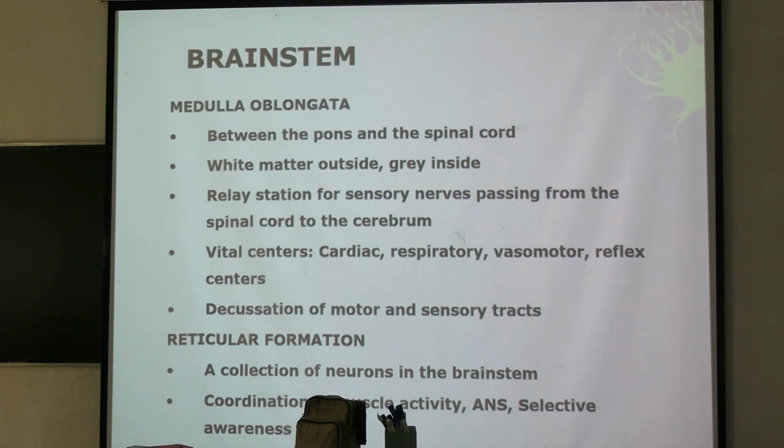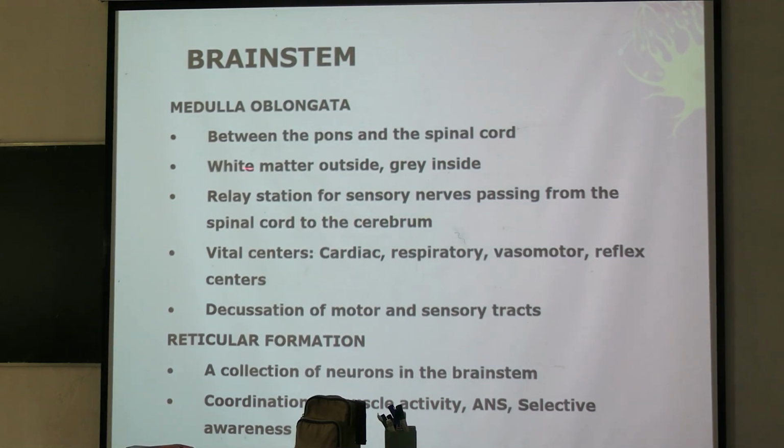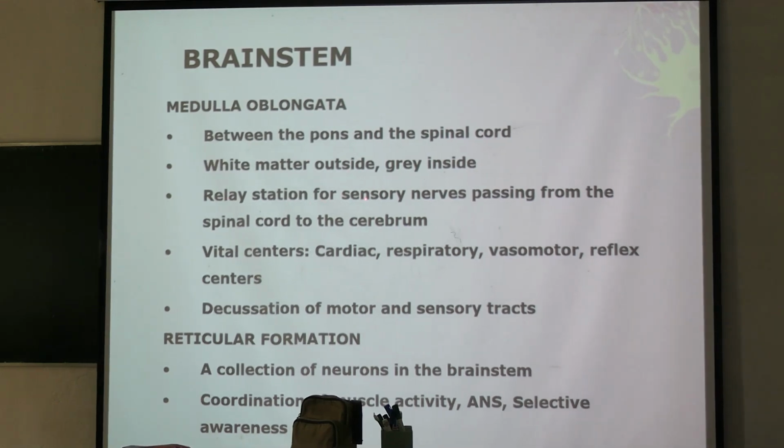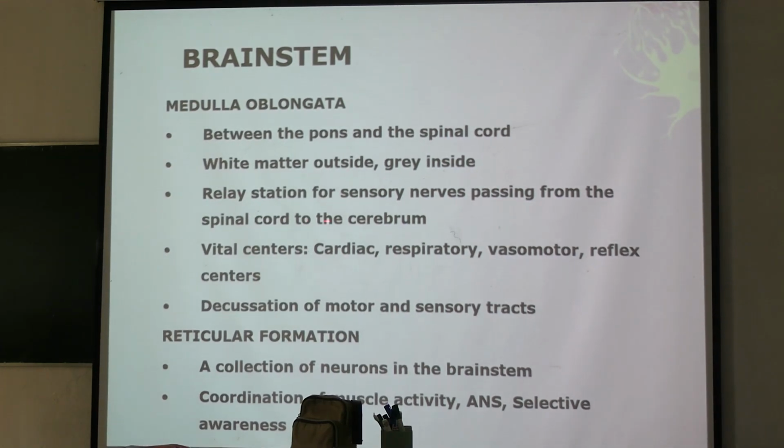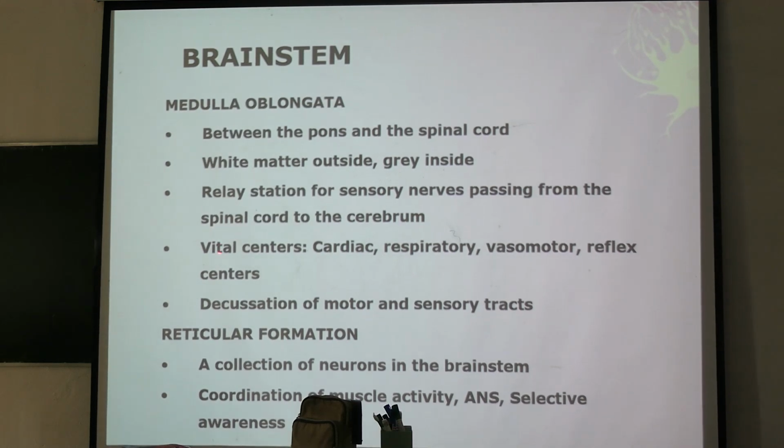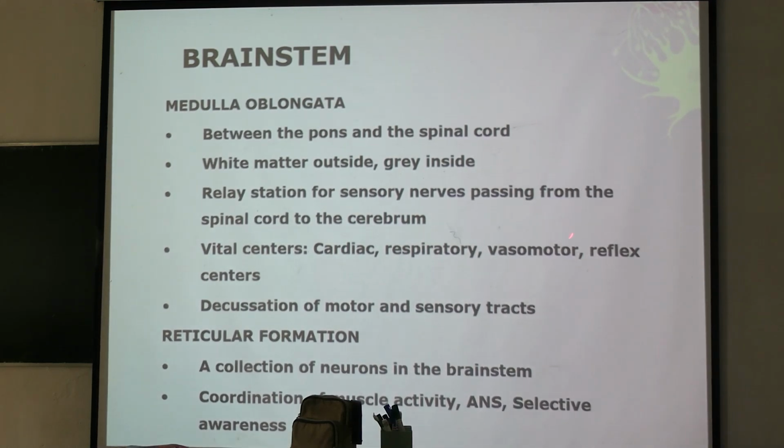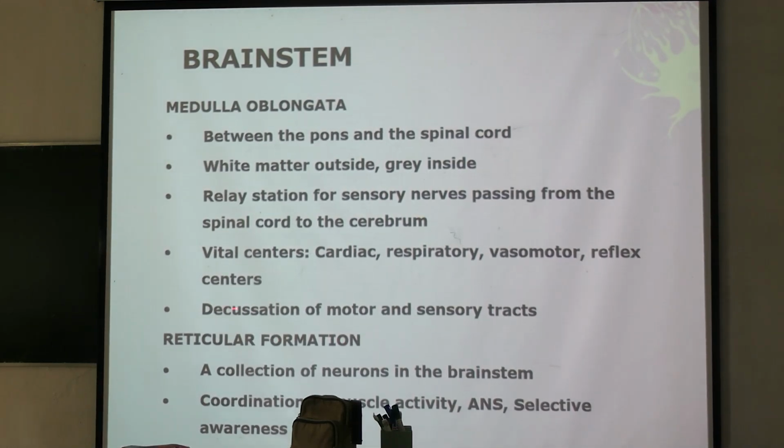Now, brainstem. Medulla oblongata between the pons and the spinal cord. White matter outside, gray inside. Relay station for sensory nerves passing from the spinal cord to the cerebrum. Vital centers: cardiac, respiratory, vasomotor, reflex centers. Decussation of motor and sensory tracts.